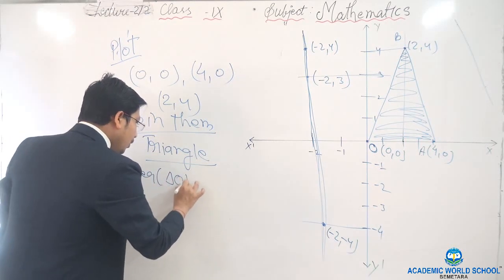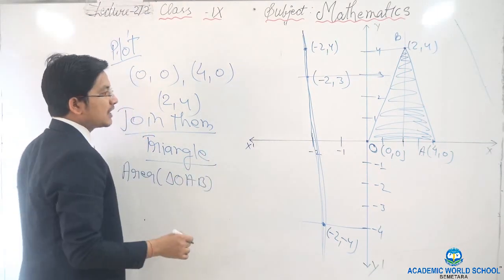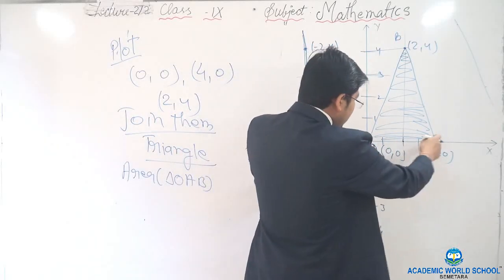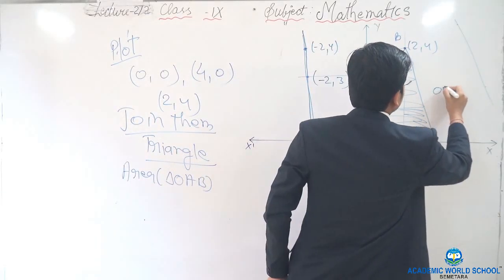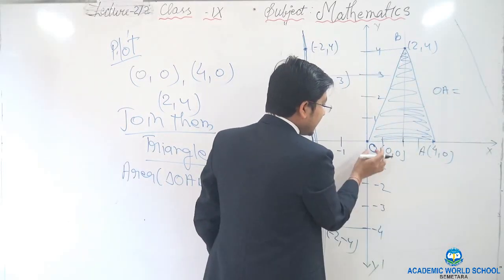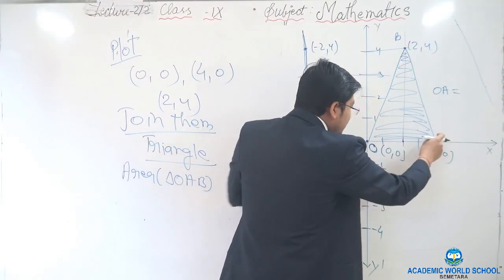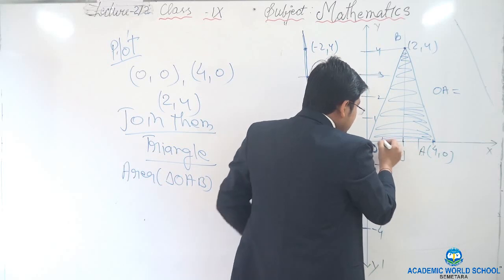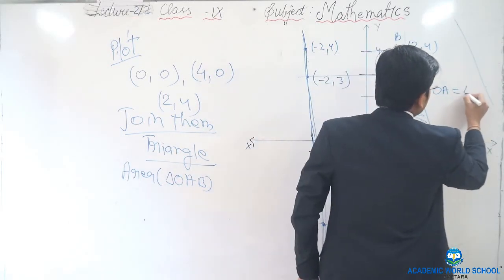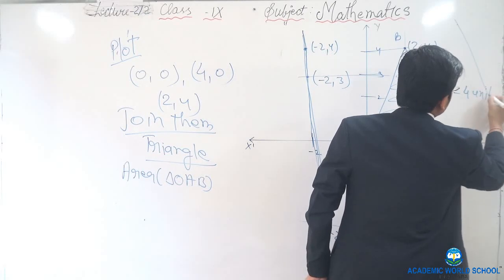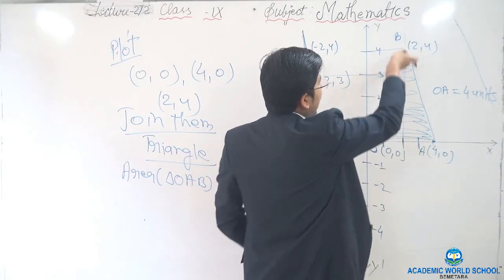So area of triangle OAB. OA is the base of this triangle, and that is from head to head. What is the distance of OA? This is 1 unit, 2 unit, 3 unit, 4 unit. So the distance is 4 units.